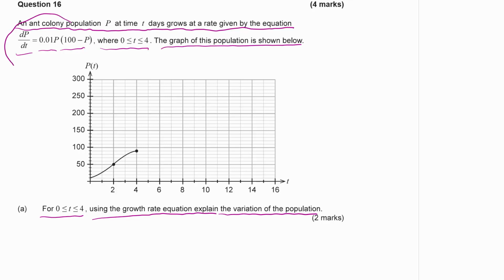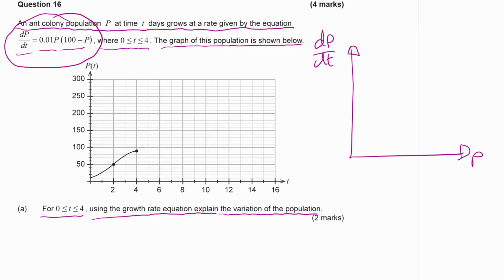So let's look at this. dP/dt is 0.01P(100 - P). If we were to graph dP/dt against P, it's going to be a quadratic. And dP/dt would be 0 when P is 0, and also 0 when P is 100. We can see that P is 0 would make dP/dt 0, P is 100 would make this bracket 0, and therefore dP/dt would be 0.